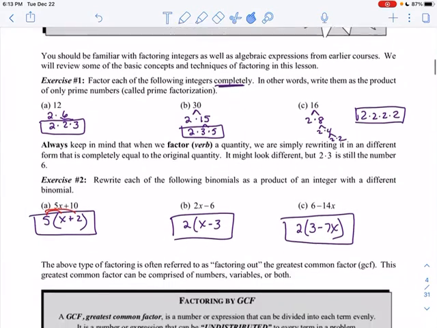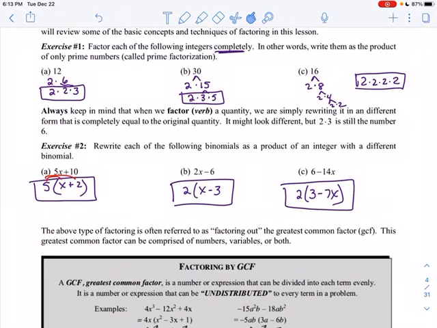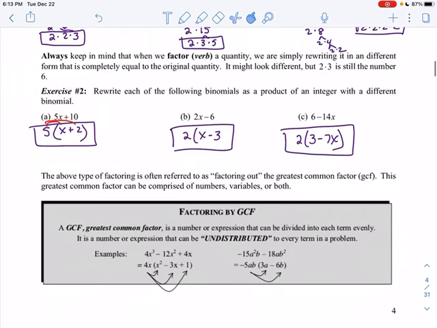So the above type of factoring is often referred to as factoring out the greatest common factor, and we call that GCF. The greatest common factor can be comprised of numbers, variables, or both. So factoring by GCF. GCF, greatest common factor, is a number or expression that can be divided into each term evenly. It is a number or expression that can be undistributed to every term in a problem.